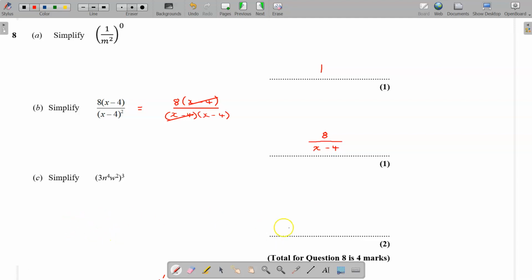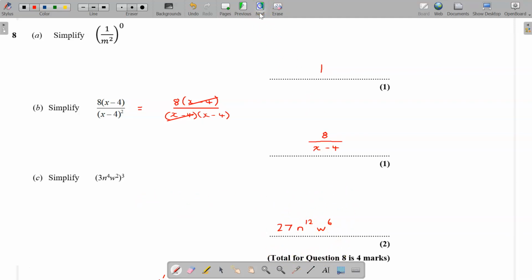And the last one is worth 2 marks. Now, you've got to cube everything in here. So basically, the 3 is cubed to give you the 27. The n to the 4 is cubed to give you n to the 12. And the w squared is cubed to give you w to the power 6. Okay, 2 marks if you get all bits right, 1 mark if any of those 3 parts are wrong.